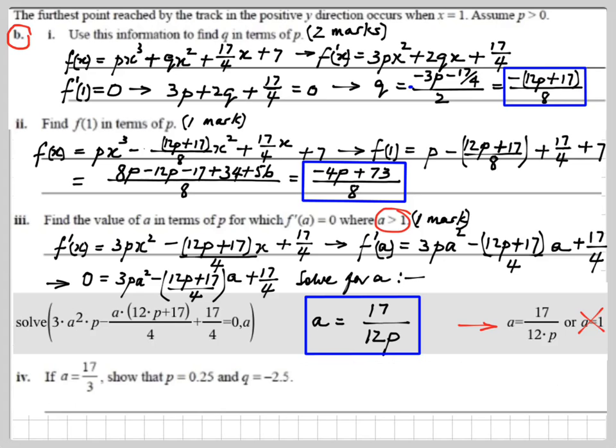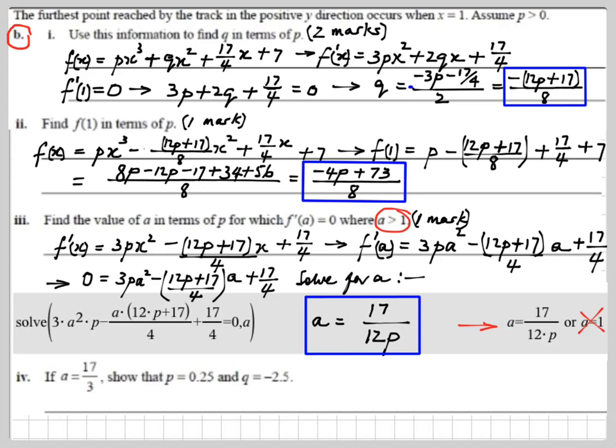All right, how are you going? Still with us? Good. Here comes the next bit. Now, what are they doing to us now? They're giving us a value of a. Well, this is promising. If a is 17 over 3, show that p is 0.25 and q is minus 2.5. Well, I'm happy because that means we're out of pronumeral land and back into the land of the living. Real numbers here. So what do you think? Come on, pause me and come back. Okay, you're back? Good.